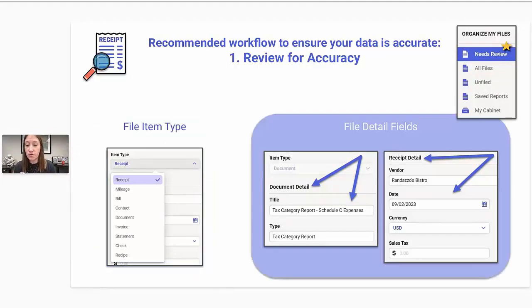For example, in my file detail fields, I have 2 different types of files here. I have a document to the left and a receipt to the right. And you can see that each of these different item types has its own unique set of file detail fields. You can see how the document has things like title and type, whereas the receipt has vendor, amount, and sales tax.